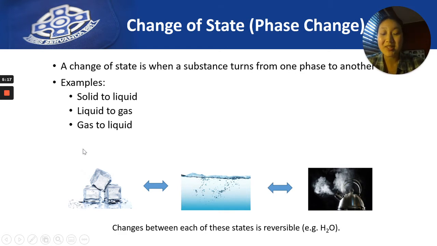For example, water. The solid state of water is ice. Ice can become liquid water. Water can then become water vapor. Water vapor can then condense to water, and water then gets frozen to an ice cube. So the changes between these states are reversible.